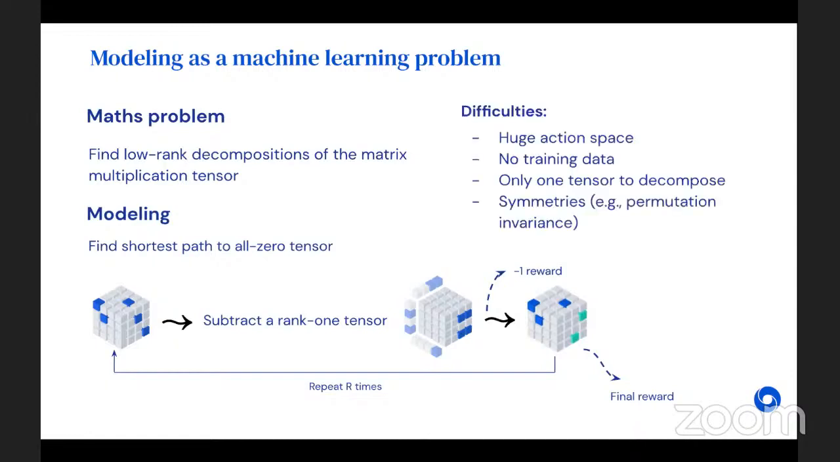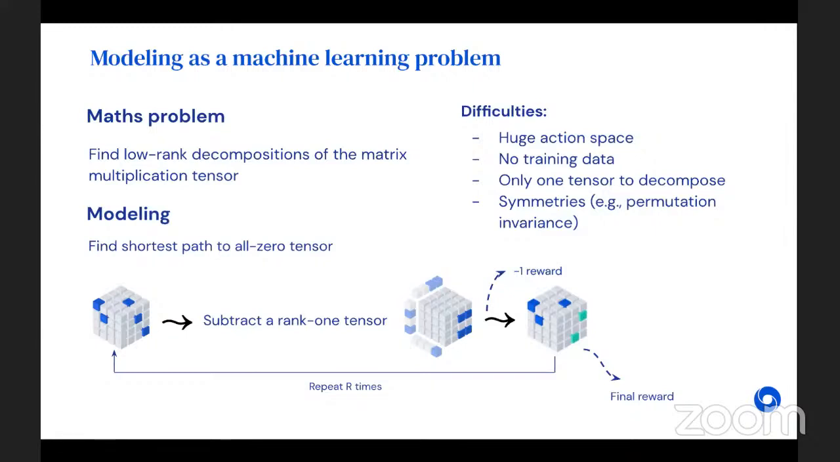Okay, now there is a large number of difficulties associated to this problem. There is a huge action space. Actually, the action space is infinite because the number of rank one tensors is just infinite. There is very little, no training data. So unlike games like Go, where you have expert games online that you can use to start training your model, you don't have any training data, so you have to come up with clever solutions. You only have one tensor to decompose, and that's, I think, a common problem in science and math in particular, where you care about just proving one theorem or decomposing one tensor.